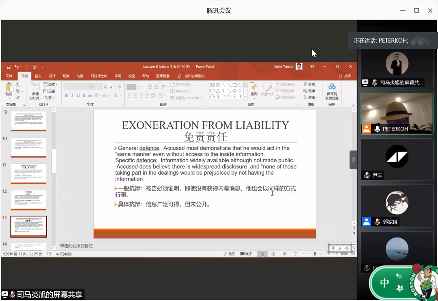Okay, so then there's specific defense. Information widely available, though not public; the accused thus believed there was a widespread disclosure, and none of those taking part in the dealings would be prejudiced by not having the information. Okay, next slide, please.